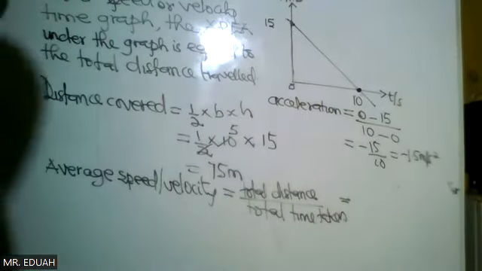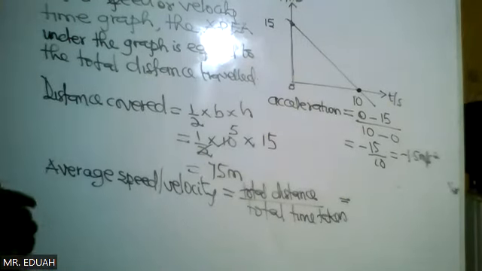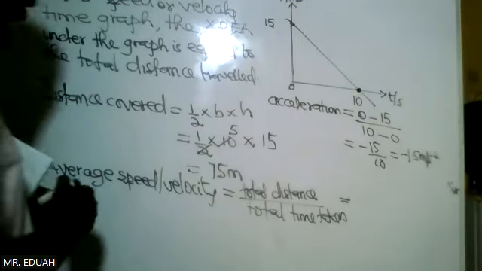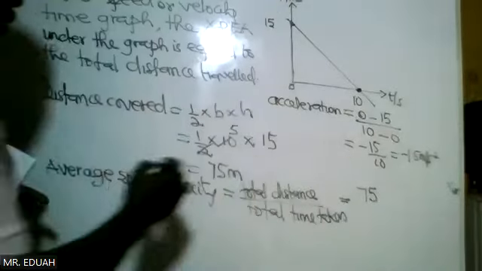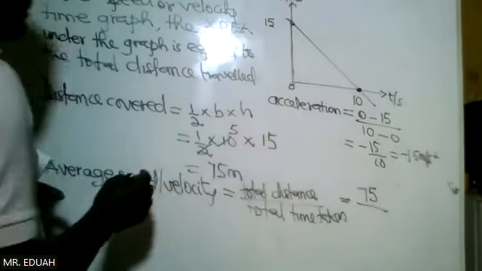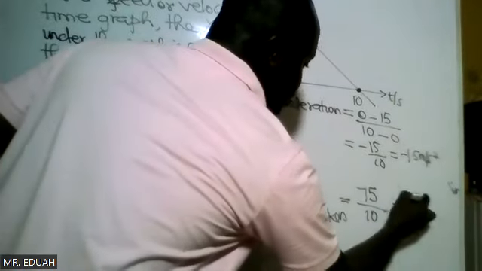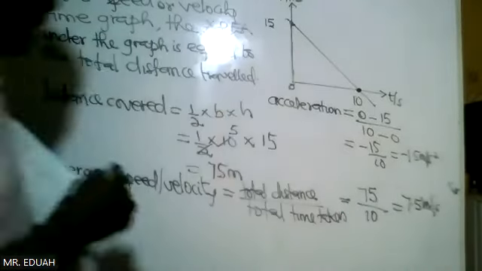So if I want to calculate the average speed, the average speed is equal to total distance, 75 meters, over total time taken, 10. So this is equal to 7.5 meter per second.